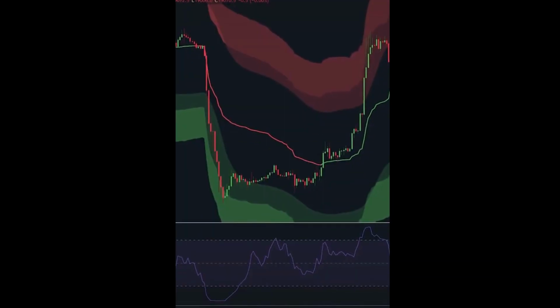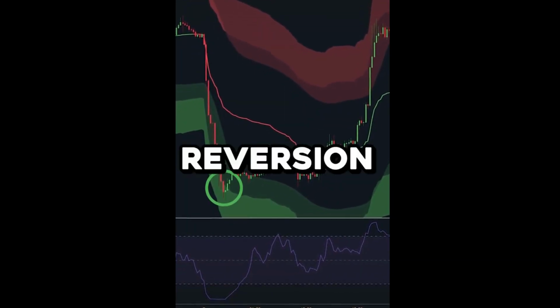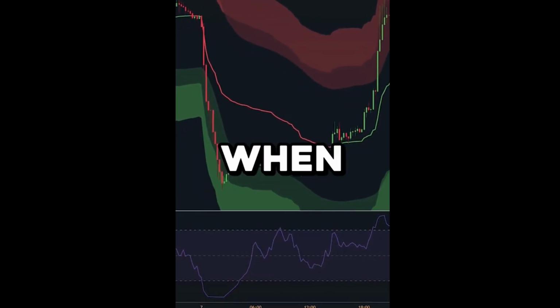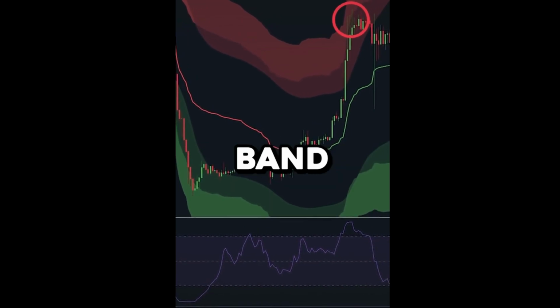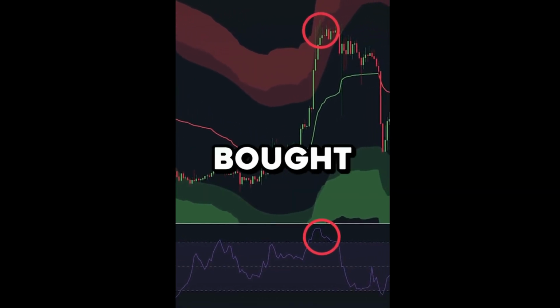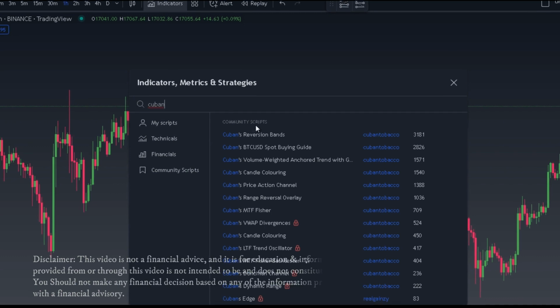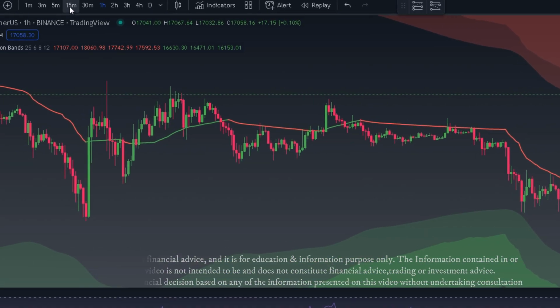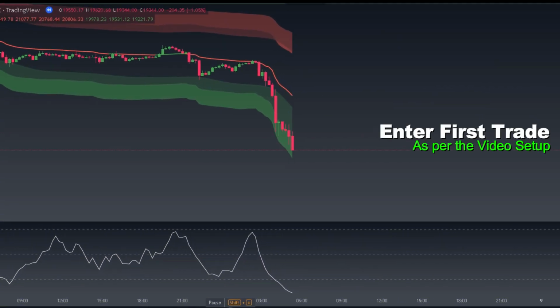The strategy is simple. When price touches the outermost green reversion band and the MFI is below 20 or oversold, we want to buy. When price touches the outermost red reversion band and the MFI is above 80 or overbought, we want to sell. Now I'm adding both indicators, and they are both free to use, but don't take any trade until you watch the new settings of each time frame.